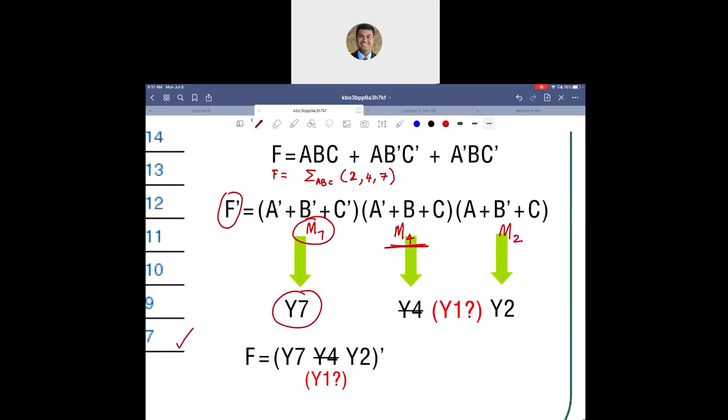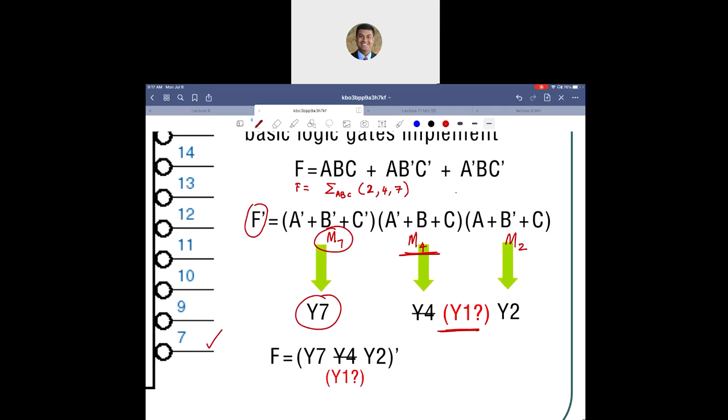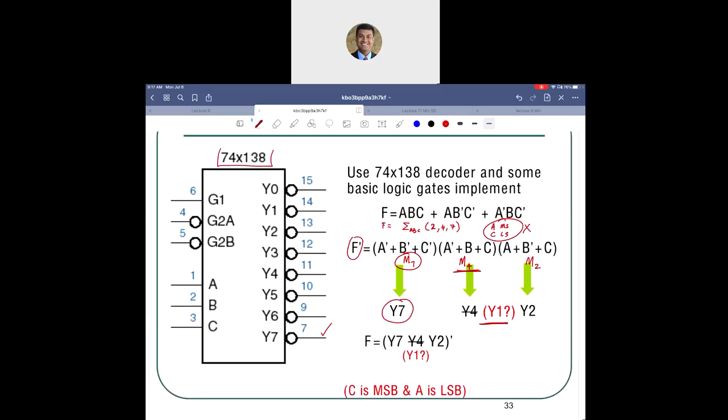But max term 4, hold on, is it max term 4? Why is there a confusion between max term 4 and max term 1? The reason is that I have assumed incorrectly that A is the most significant and C is the least significant here. I can't do that, because if I look at the 74138 chip, A, B, C, I know that A is actually the least significant input, C is the most significant input. So I have to reverse it. So this is going to be max term 1 in this case, and max term 2 is fine.